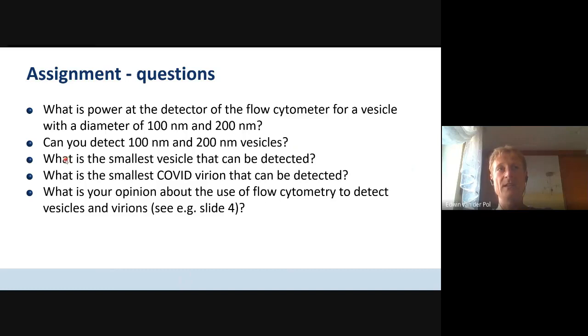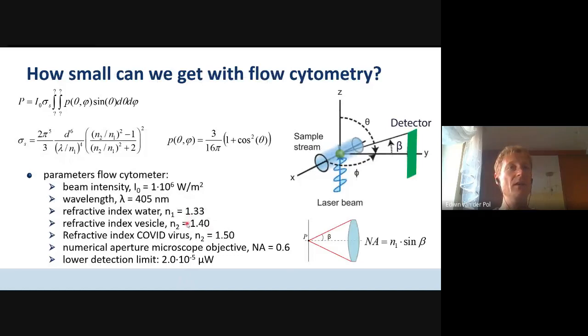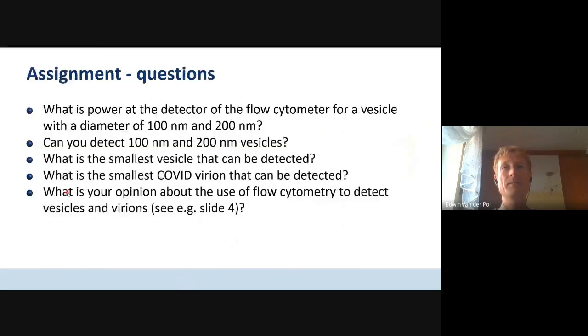Then the question is, what is the smallest vesicle that can be detected? And what's the smallest COVID variant that can be detected? And for a vesicle, the refractive index is 1.40. For a COVID virus, 1.50. You can probably already predict which particle is easier to detect. And then the final question, what is your opinion about the use of flow cytometry to detect vesicles and variants?